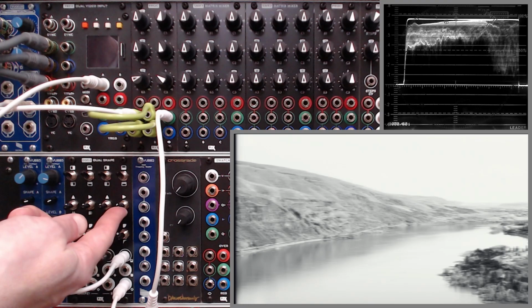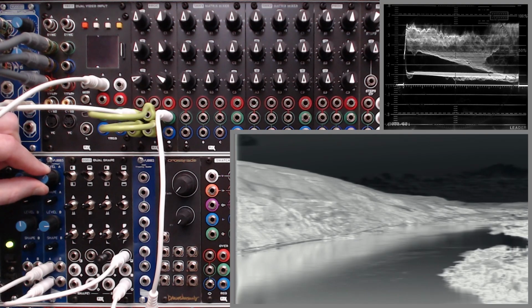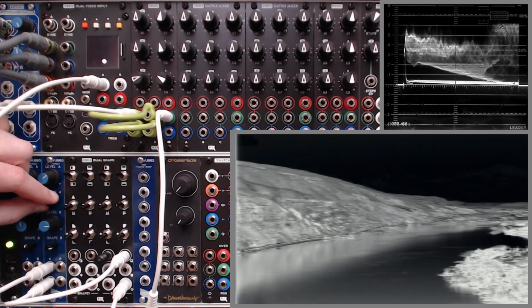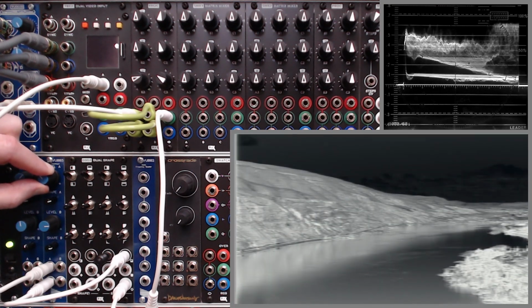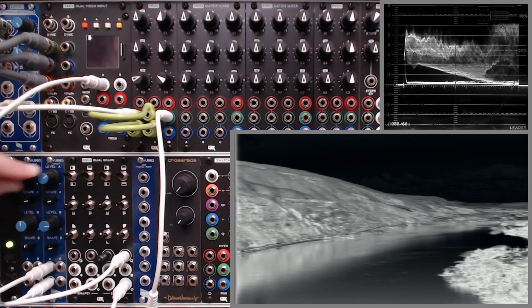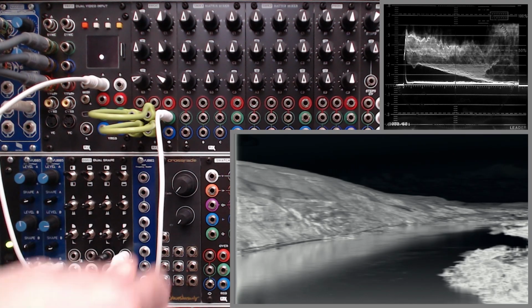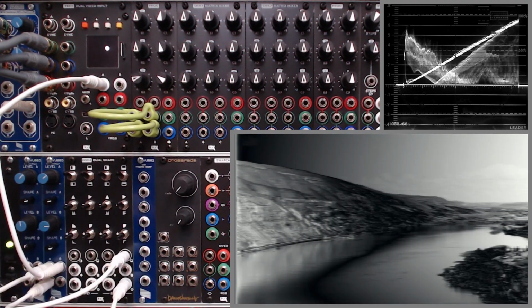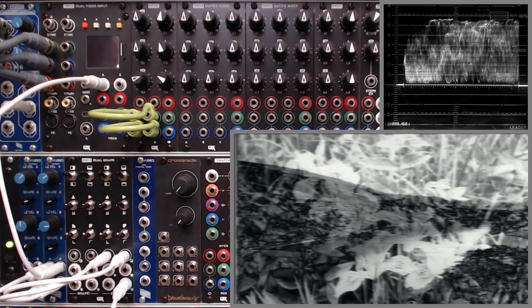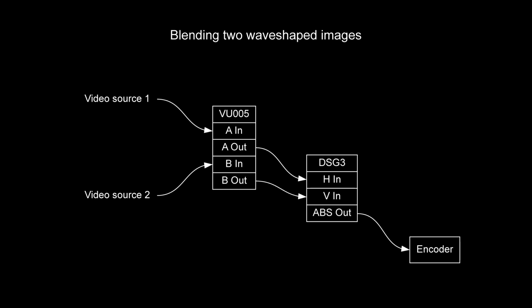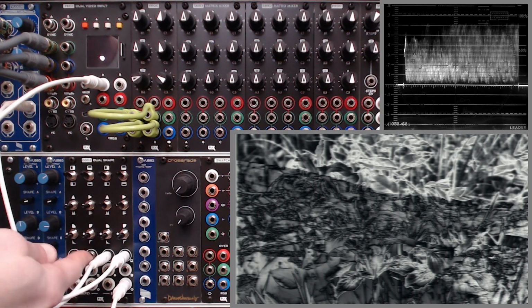But if we start to apply folding to that, then we can get a wide variety of different looks that we couldn't achieve any other way, because VU005 is actually changing the contrast curve before it hits DSG3. Cool. And likewise, I could do the same with my other image, plug that in, see what kind of craziness we can do by taking the absolute value of those two pre-processed images and play around with both of their shapes, and of course play around with the different fold settings.